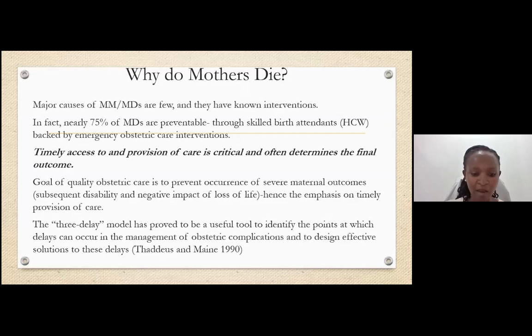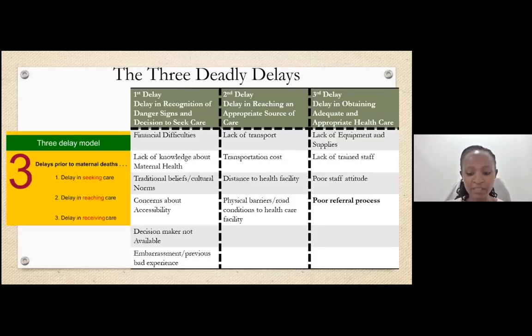And this is a model that was described by Thaddeus and Maine in the year 1990. So these are the 3 deadly delays. The first delay is the delay in seeking care. And this can be influenced by either a delay in recognition of danger signs, as well as a delay in decision to seek care.